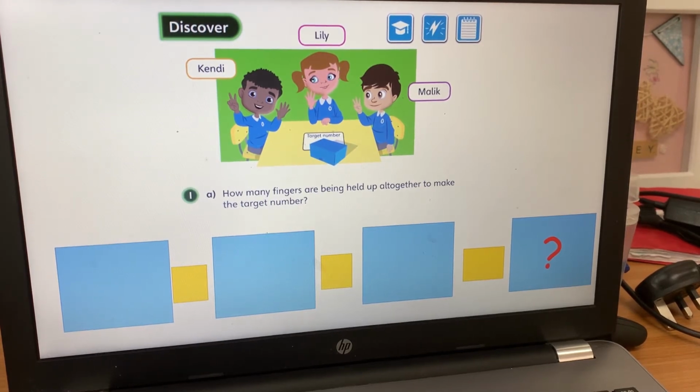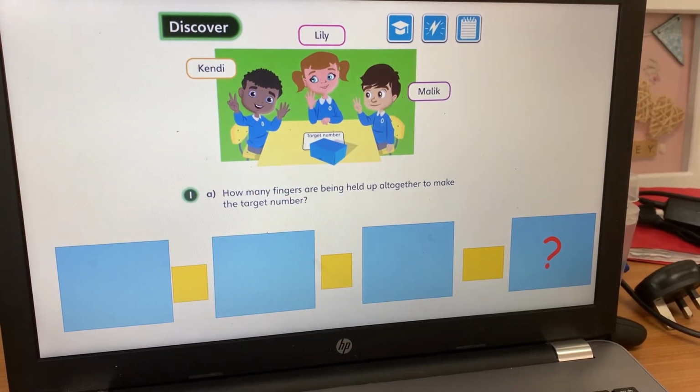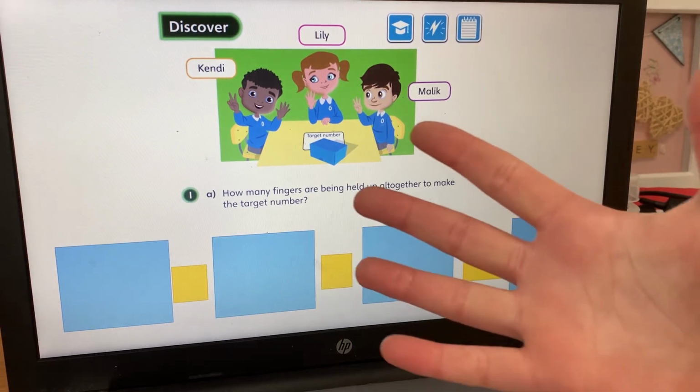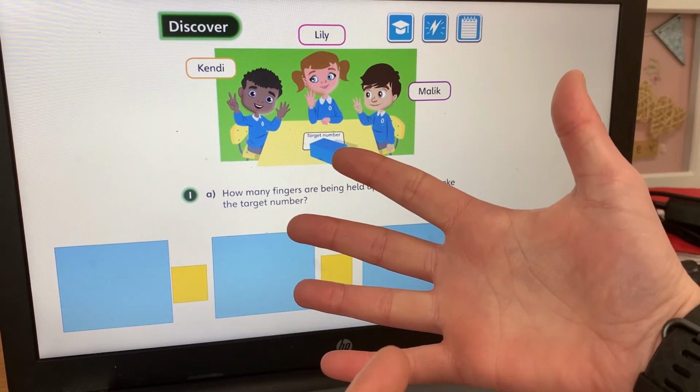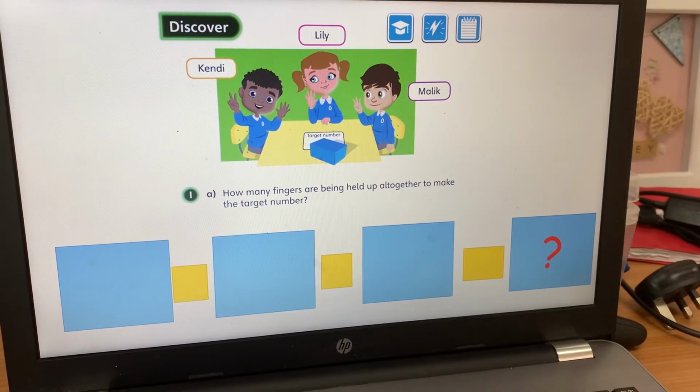So let's have a look at Kendi. Kendi has 5 plus another 2. And I know 5 add 2, I can do it with my fingers if I wanted to. If I had my 5 fingers and then my 2 fingers, I can do 5 and add on 6, 7. So I know he has 7 fingers. So I'm going to put my number 7 in here. And we're looking at addition. We're adding 3-digit numbers, so I'm going to put my add sign.